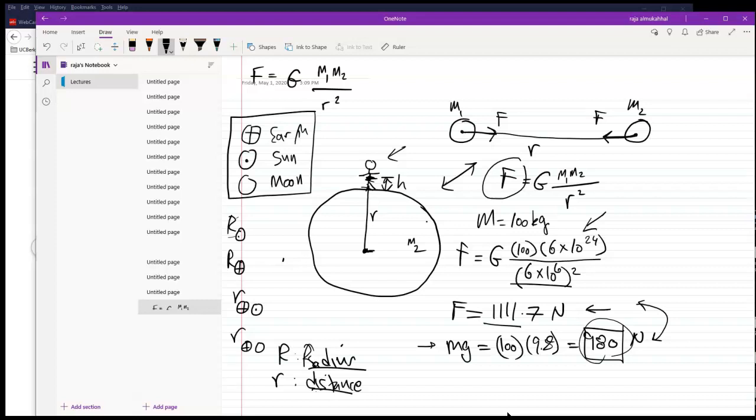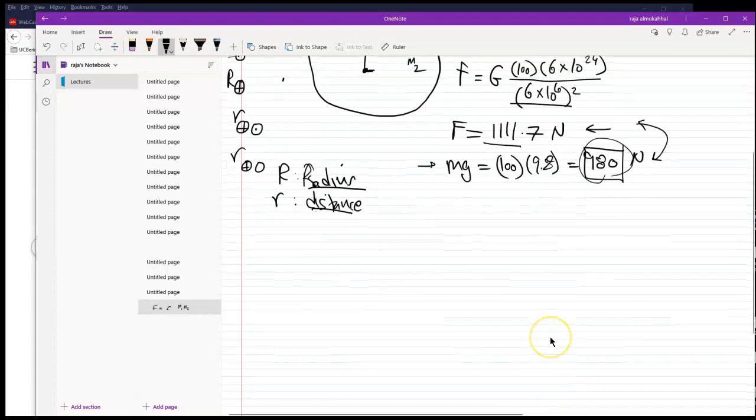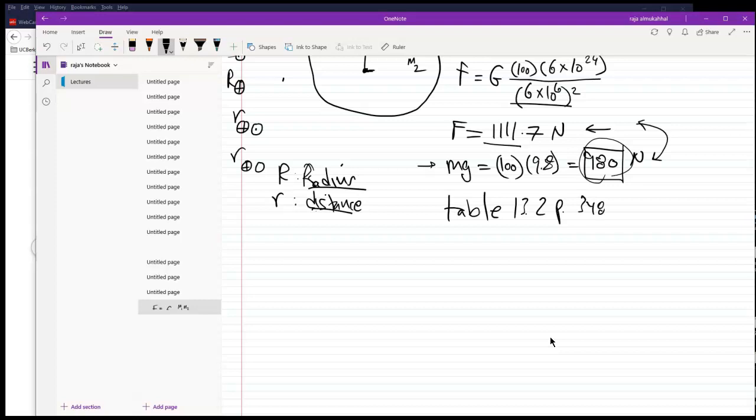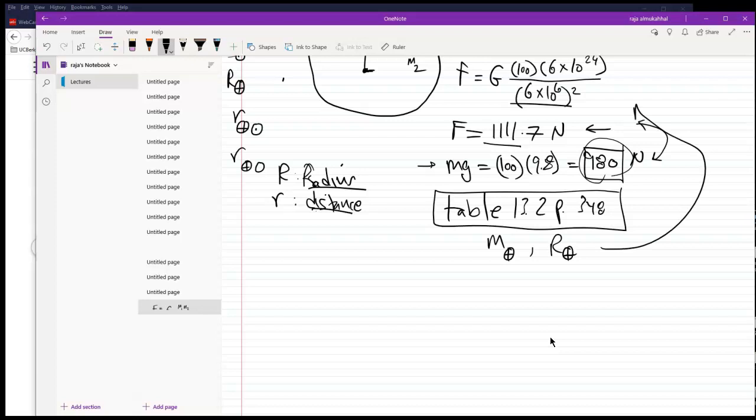There is a table, table 13.2, page 348, and you can get the accurate value of the mass of the Earth and the radius of the Earth, and then you can plug them back into that equation. You will get something that is really close to 980, okay?